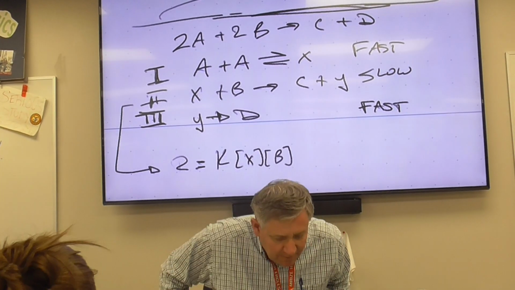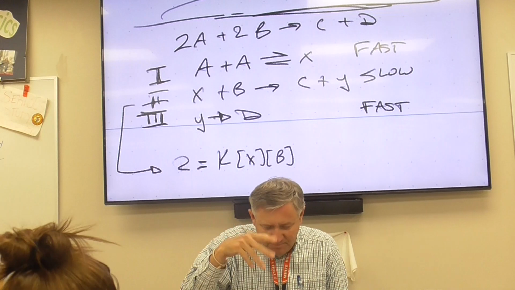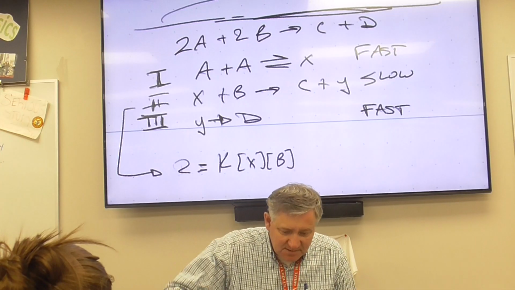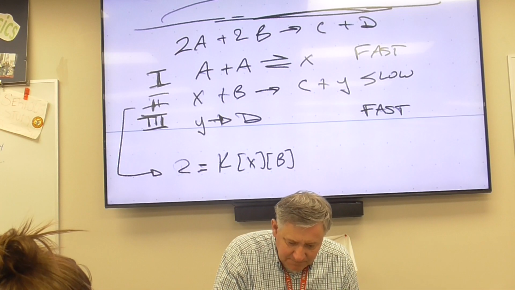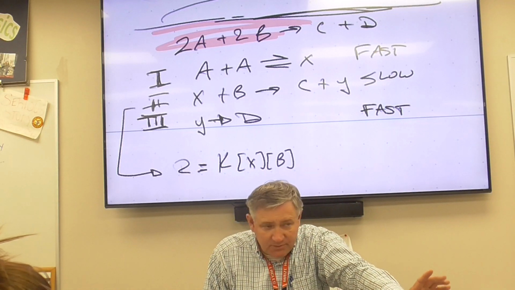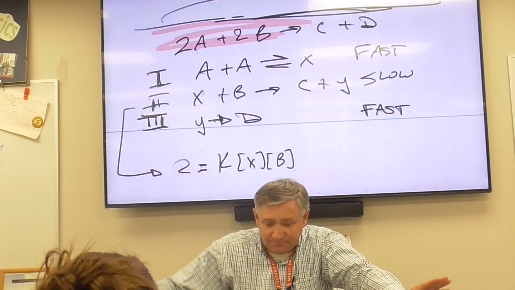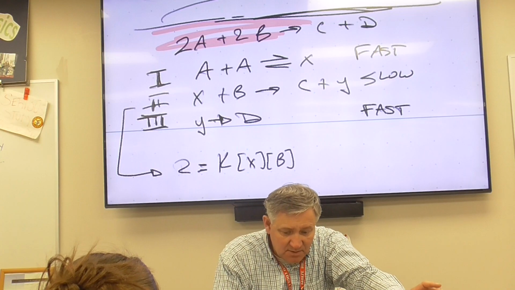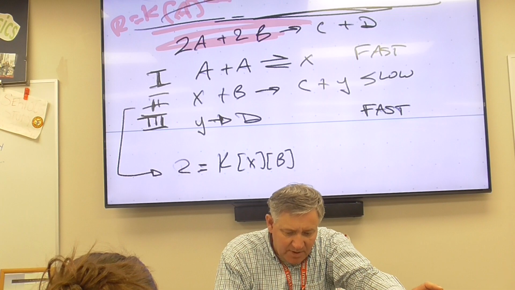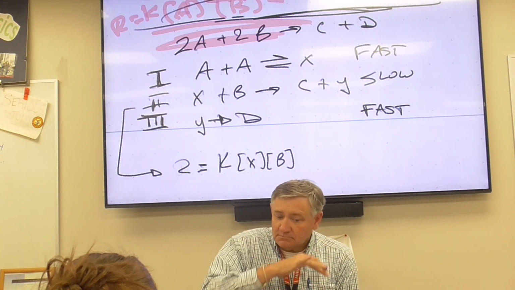Okay, so here we go. So here's this hypothetical reaction, 2A plus 2B yields C plus D. So again, here's the big idea: if this was an elementary reaction, and it had just happened in one step, based upon this, the rate law would be R equals K times the concentration of A squared times the concentration of B squared. If this was an elementary step, that's what it would be.